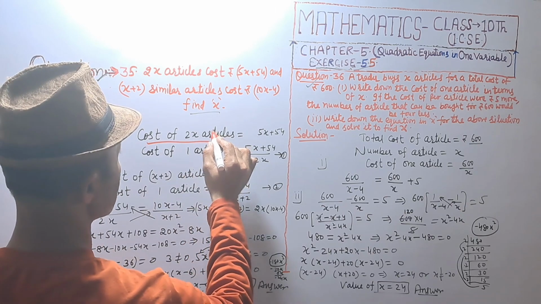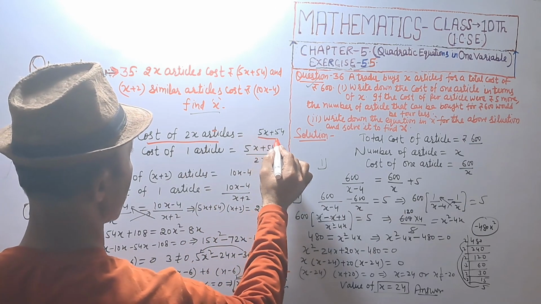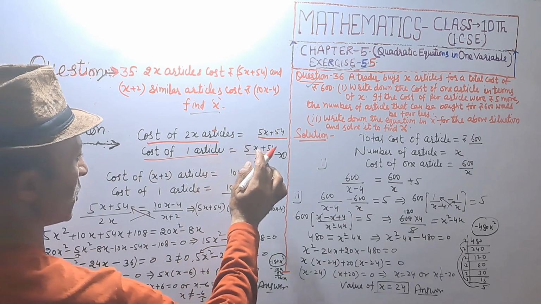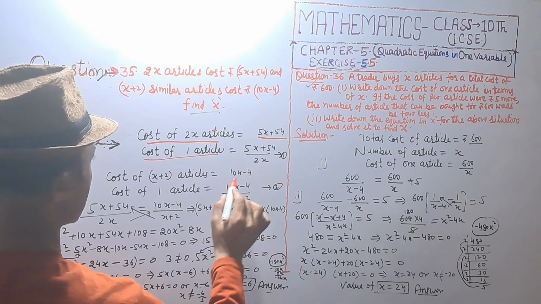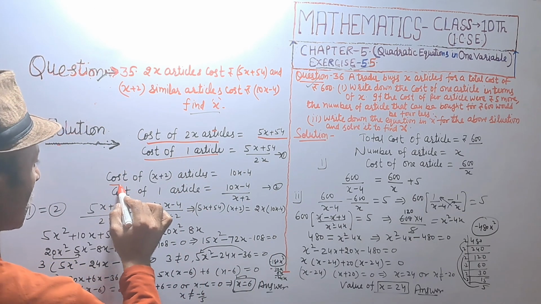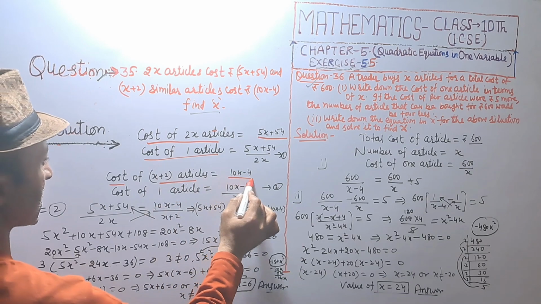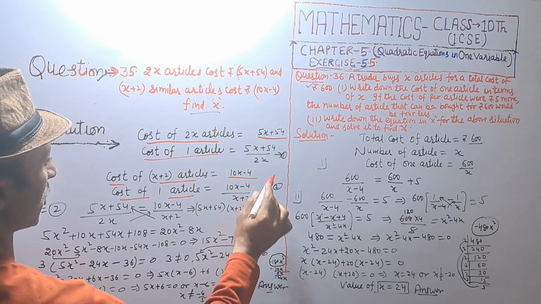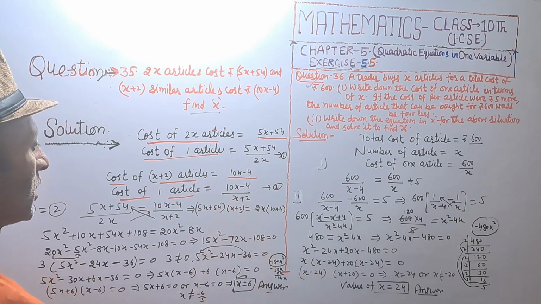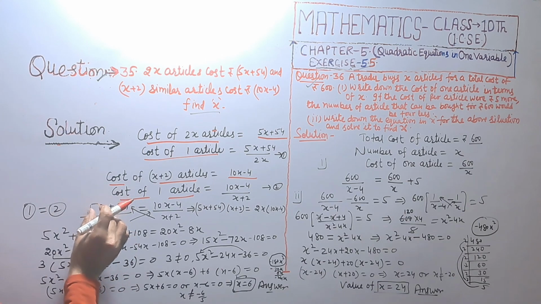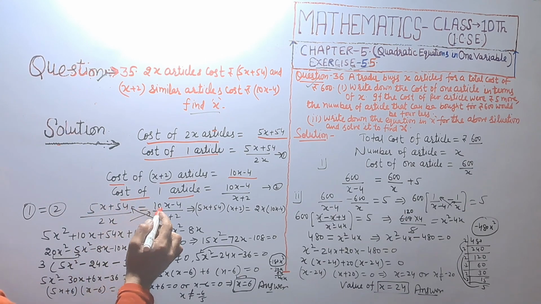Cost of two articles is equal to 5x plus 54, given. Then cost of one article is equal to (5x plus 54) upon 2x. It's equation first. Similarly, cost of x plus 2 articles is 10x minus 4, so cost of one article is equal to (10x minus 4) upon (x plus 2). Equation second. First equation equal to second, we get (5x plus 54) upon 2x equal to (10x minus 4) upon (x plus 2).